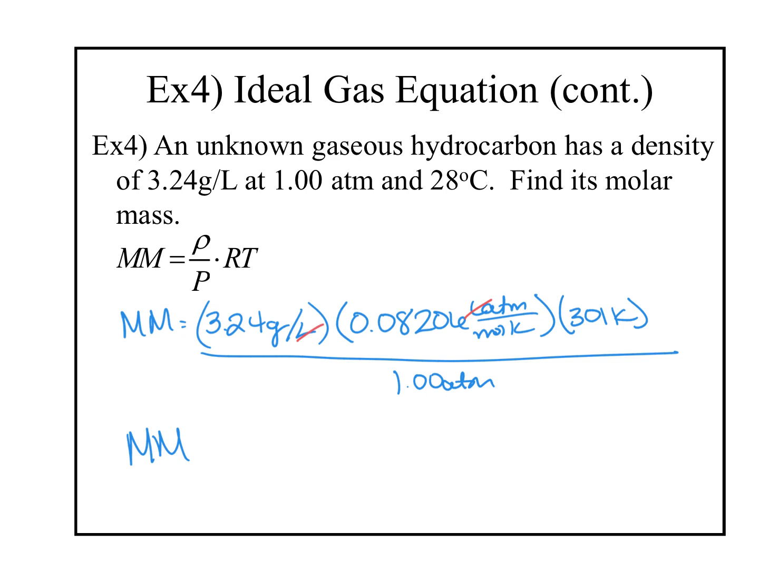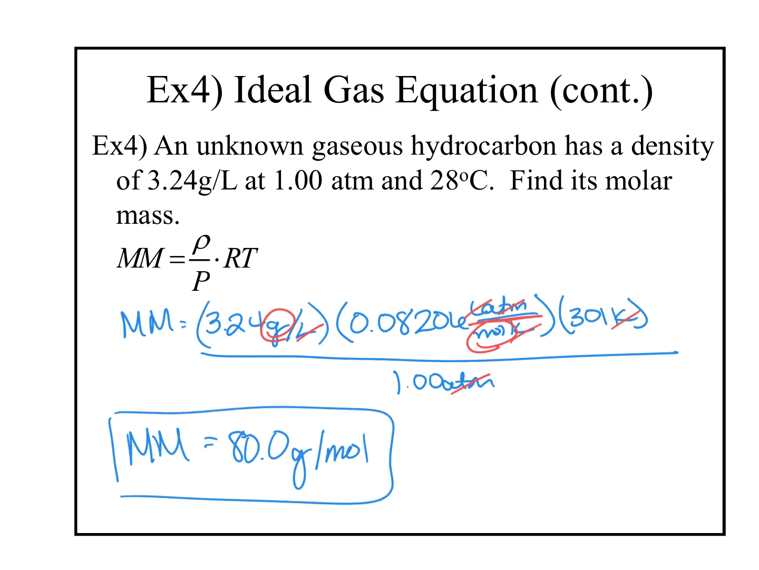So our liters cancel, our atmospheres cancel, and our kelvins cancel. And we're left with grams per mole, which is good. That's what we're looking for. So this becomes, I got 80.0 grams per mole.